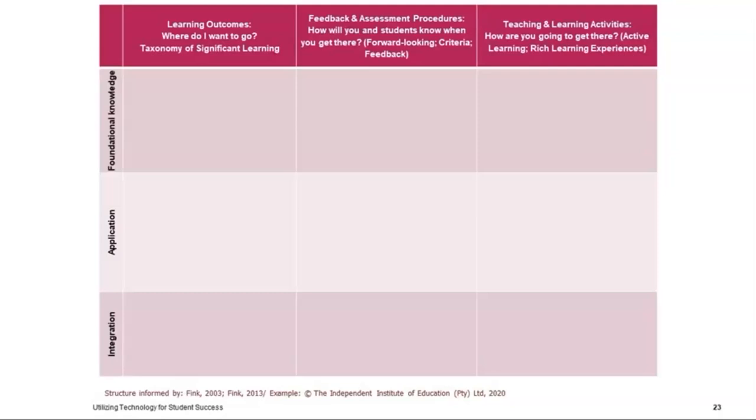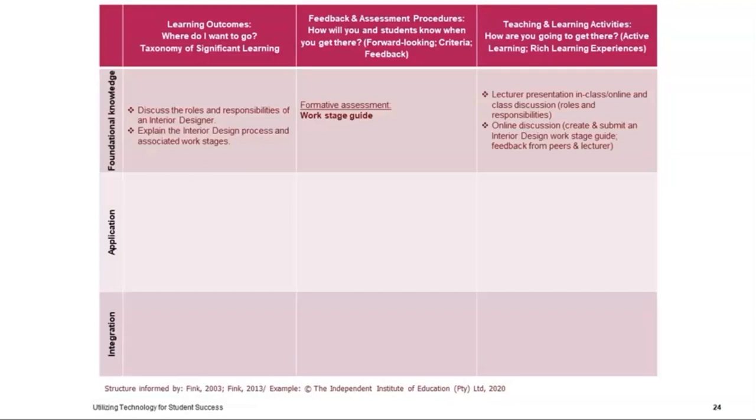Okay, so let's get to our example. The example that we are going to look at is an interior design example. It's a degree program. So the outcomes in this case discuss the roles and responsibilities of an interior designer, and explain the interior design process and associated work stages. So here's your foundational basic knowledge in terms of this topic that your students will need.